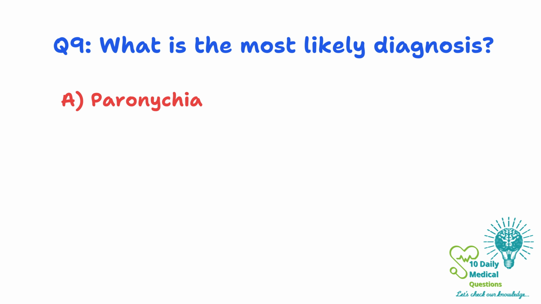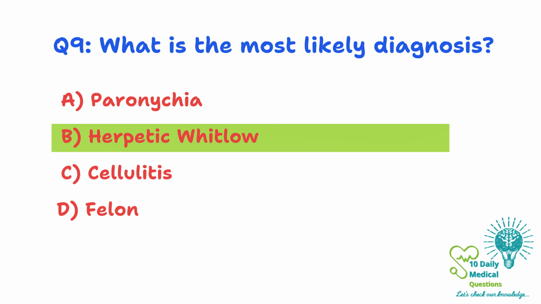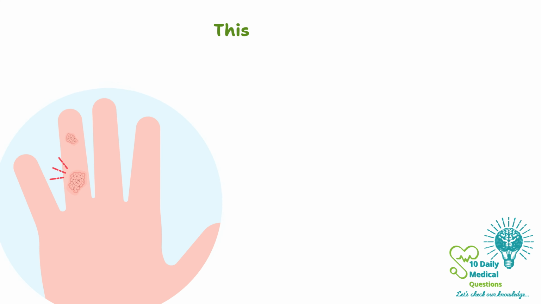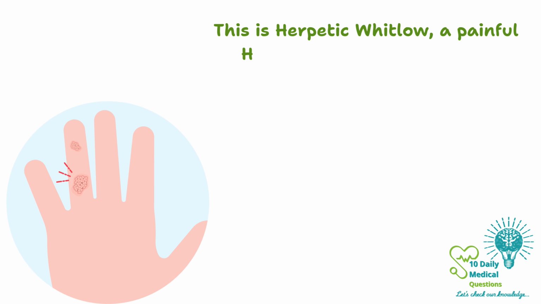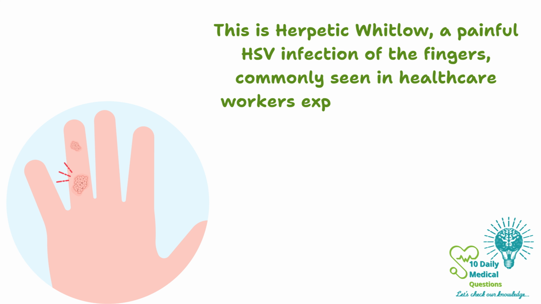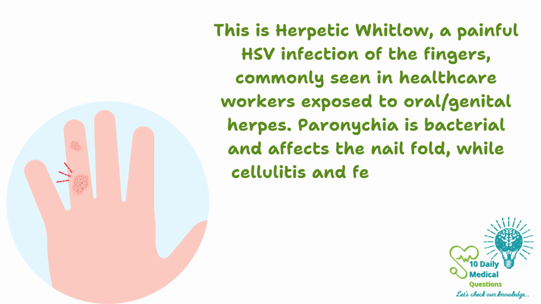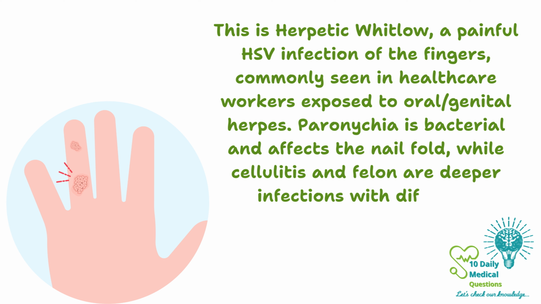Option A, paronychia. Option B, herpetic whitlow. Option C, cellulitis. And option D, felon. Answer option B, herpetic whitlow. This is herpetic whitlow, a painful HSV infection of the fingers, commonly seen in healthcare workers exposed to oral or genital herpes. Paronychia is bacterial and affects the nail folds, while cellulitis or felon are deeper infections with different presentations.